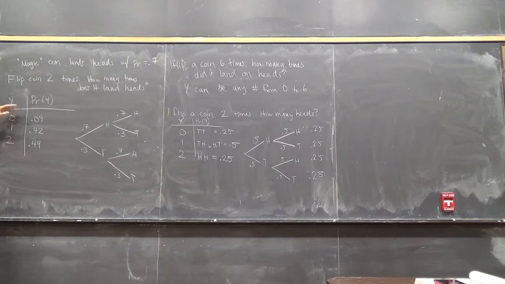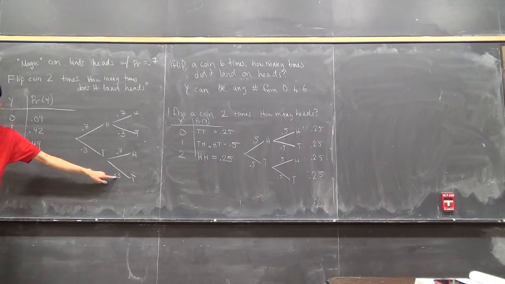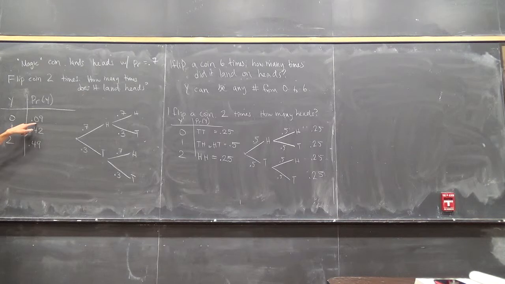So for me to say 0, then that means what happened in my sequence is that the first coin flip was tails and the second one was tails. Okay, that's the only way I could get 0 heads. And so that would happen with probability 0.3 times 0.3, so I get a total probability of 0.09.